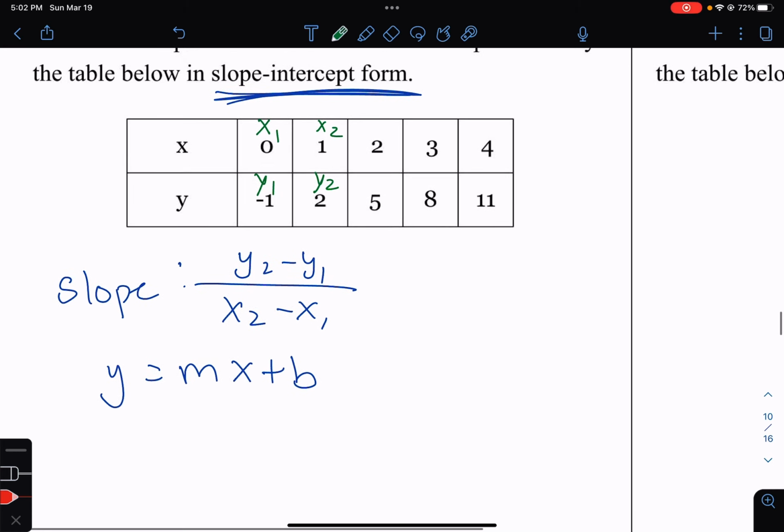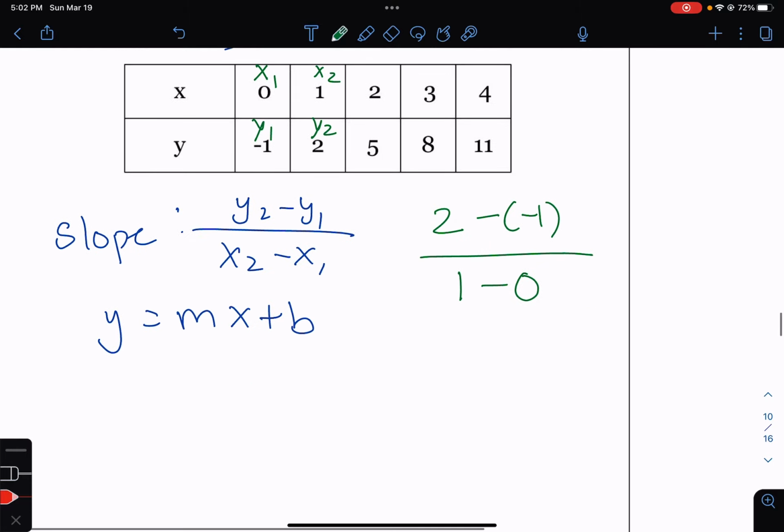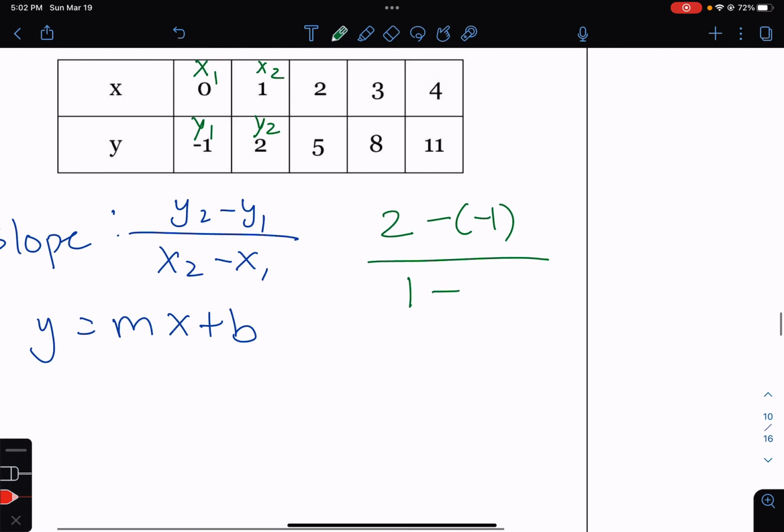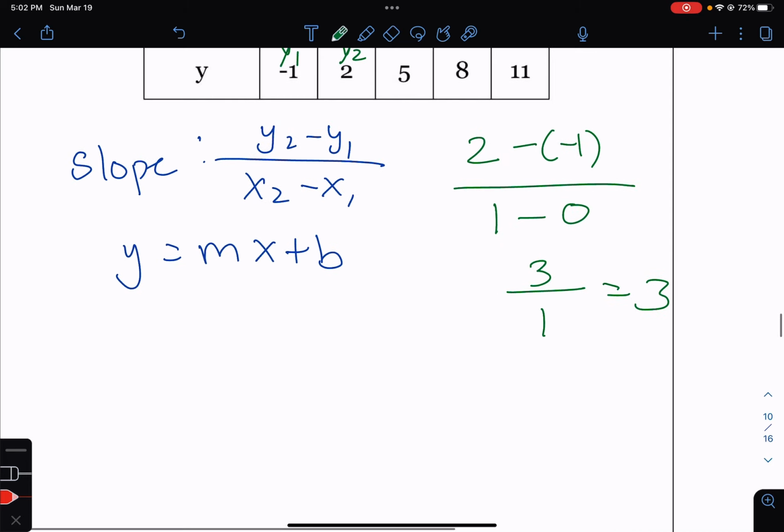All right. And then we're going to go ahead and use our slope formula. So we're going to do our y2, which in this case is 2, minus y1, which in this case is negative 1. And then we got x2 minus x1, so 1 minus 0. That is going to give us 3 over 1, which gives us 3 as our slope. So that tells us that in our formula here, we're going to put a 3 in for m.